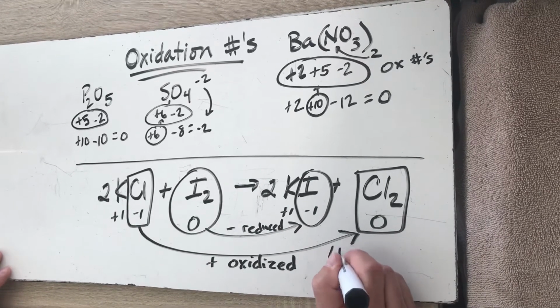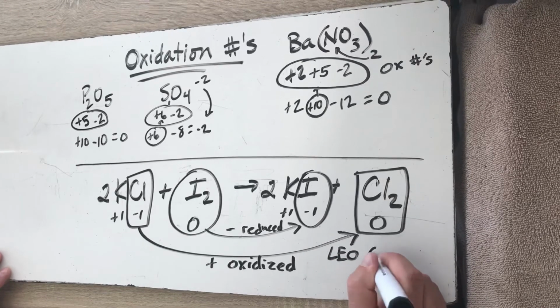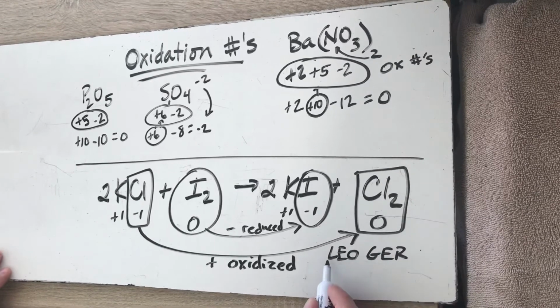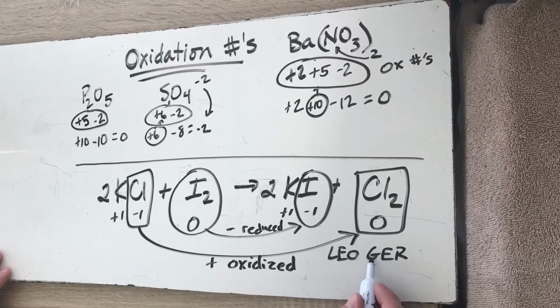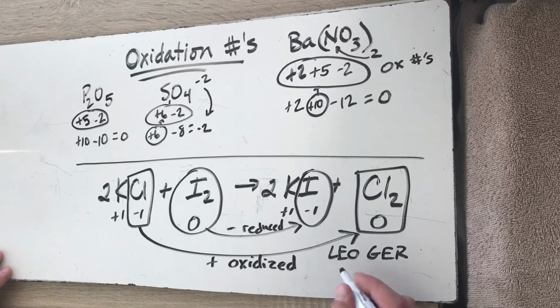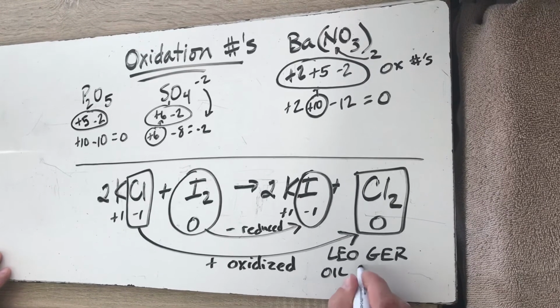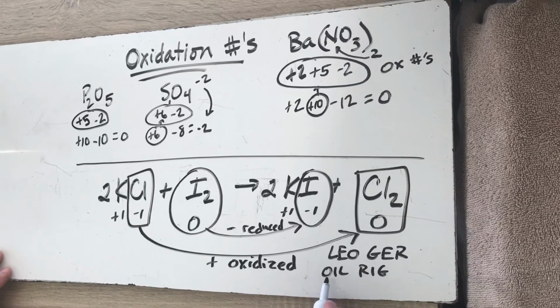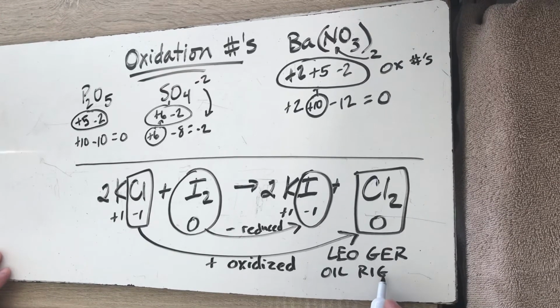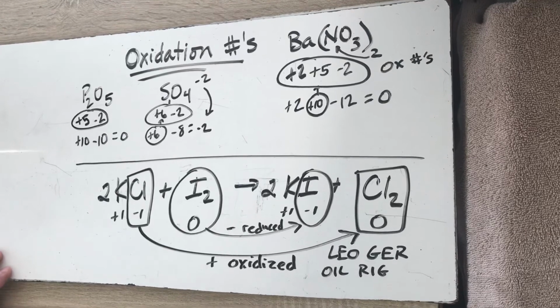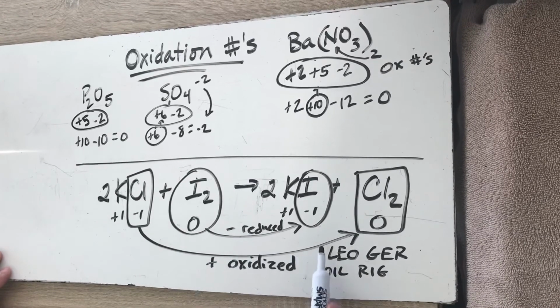Some of you will remember Leo the lion says GER. That means losing electrons is oxidation, gaining electrons is reduction. Or the phrase OIL RIG: oxidation is losing, reduction is gaining. Whatever works for you, we have to be able to identify what's oxidized and what's reduced within a reaction.